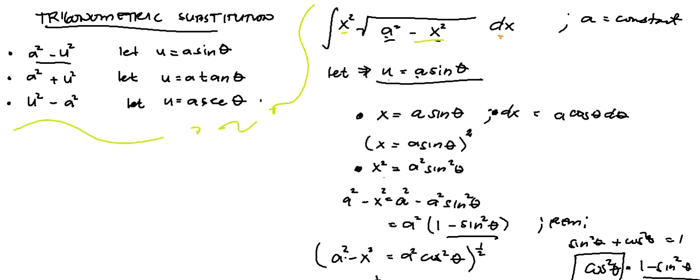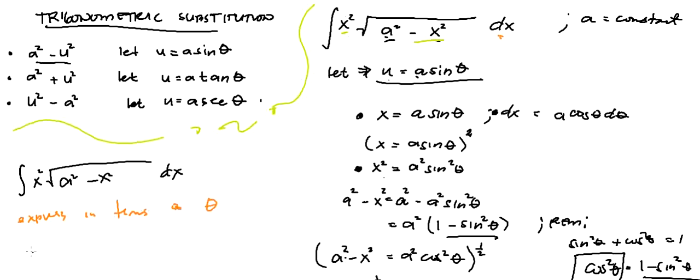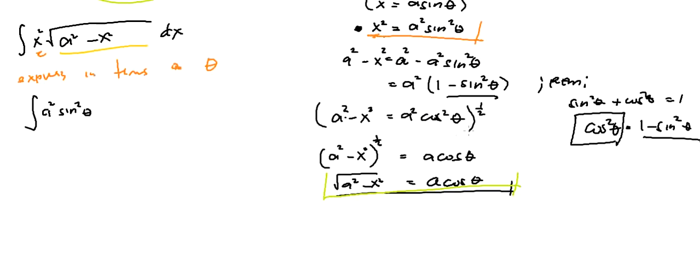So let's go back to our equation. We have the integral of x squared times the square root of a squared minus x squared dx, and we need to express it in terms of theta. So our x squared is just equal to a squared sine squared theta, and our square root of a squared minus x squared is this one, so we multiply this by a cosine theta, and lastly our dx is this one.